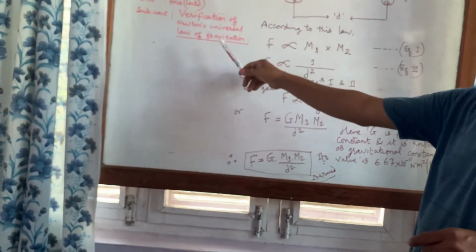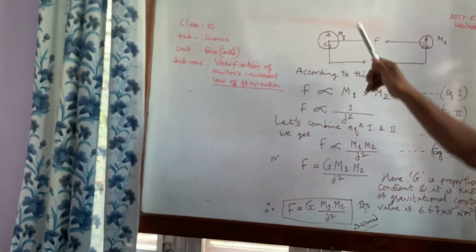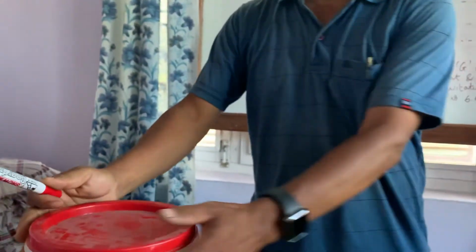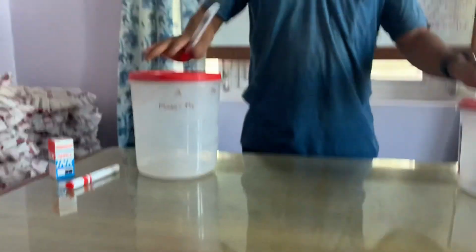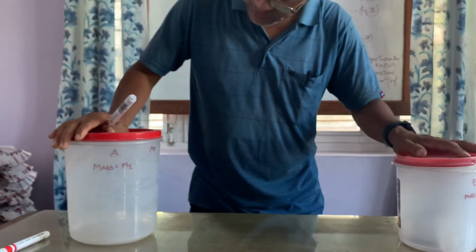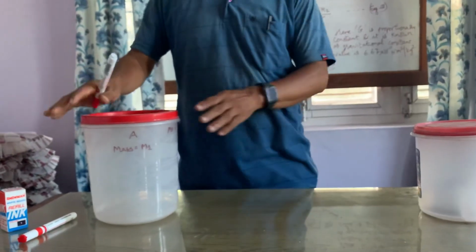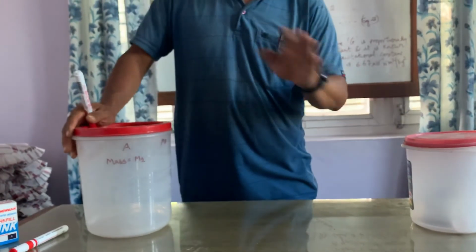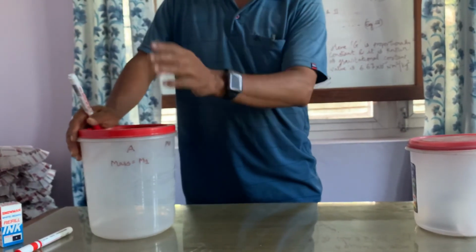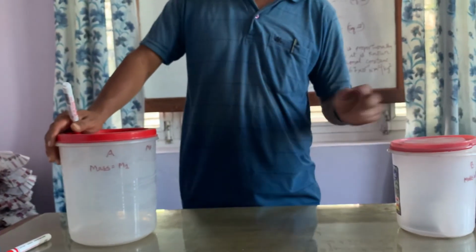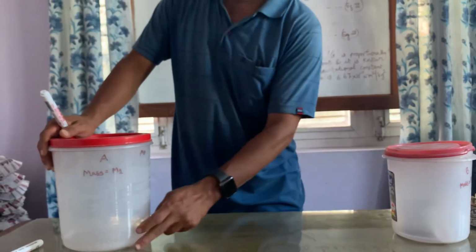So Newton's universal law of gravitation says that in the universe, any two objects are pulled toward each other by a mutual force, and the force is called gravitational force. The gravitational force is directly proportional to the product of their masses m1 times m2, and inversely proportional to the square of the distance between their centers.